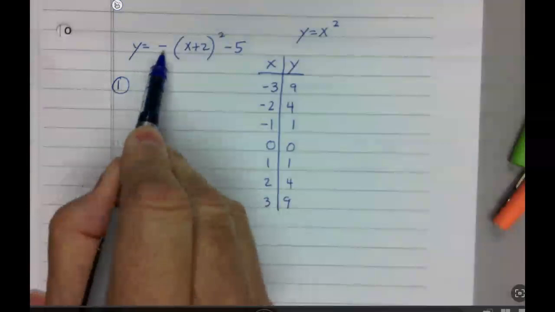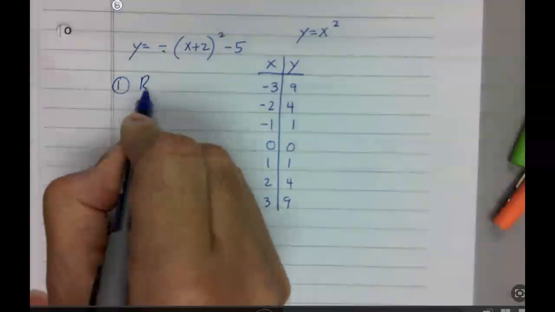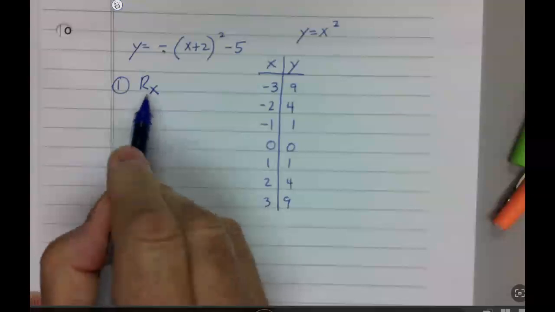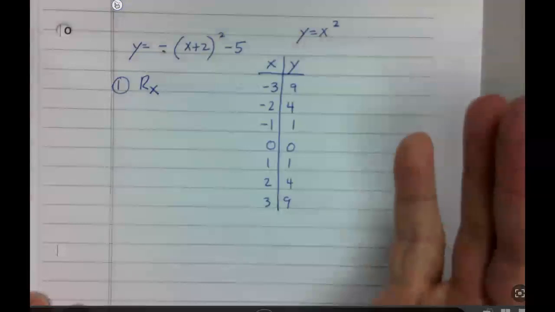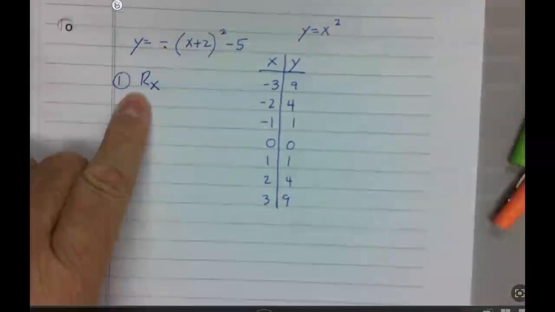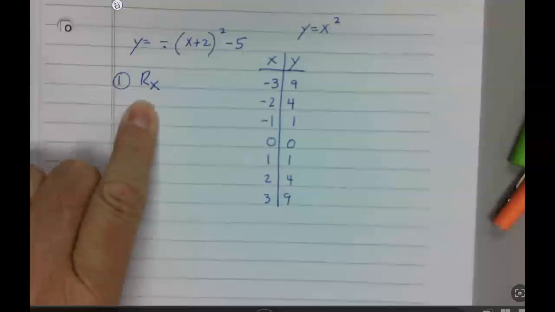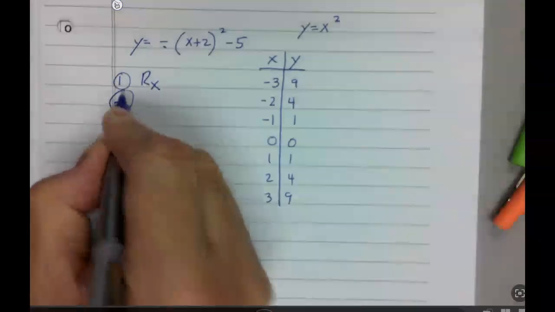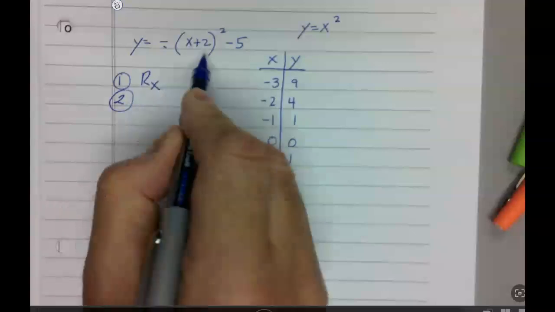So, with this one here, number 1, I look at this. Is there a negative there? Yes. So it's going to be reflected across the x, which means I'm going to negate all the y's, because it's flipped over the x. When you reflect over the x, you negate the y's. If you reflect over the y, you negate the x's.